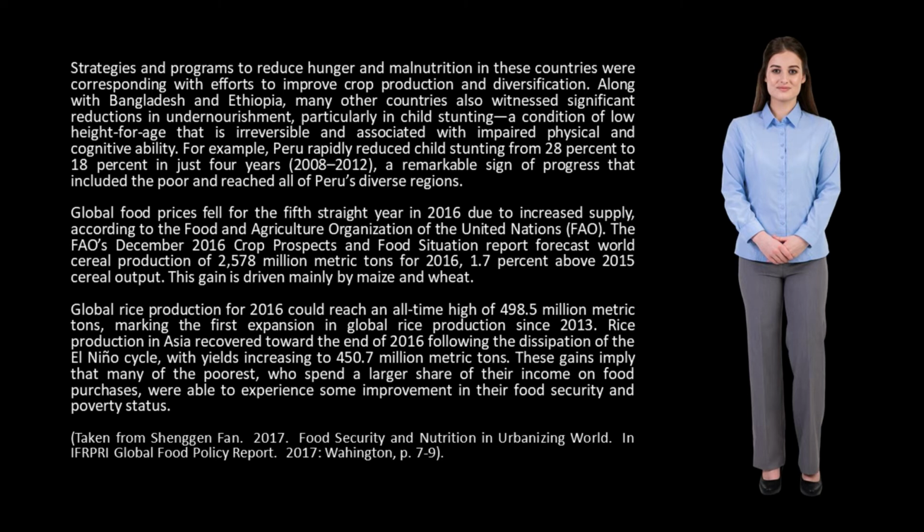Strategies and programs to reduce hunger and malnutrition in these countries were corresponding with efforts to improve crop production and diversification. Along with Bangladesh and Ethiopia, many other countries also witnessed significant reductions in undernourishment, particularly in child stunting, a condition of low height for age that is irreversible and associated with impaired physical and cognitive ability.